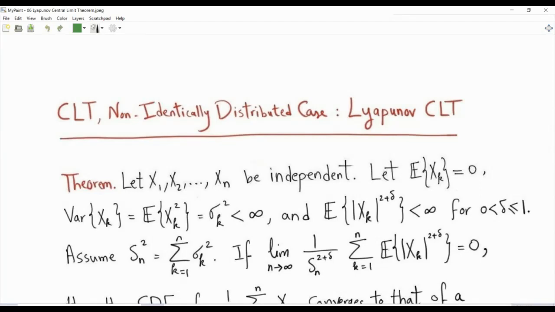Now, let x1, x2 till xn be independent. Without independence, things will be tough. So, independence, they're zero mean, not a biggie. They have a finite variance, but now the variance is sigma k squared. Each guy may have its own variance because they are not necessarily identically distributed. They don't have the same distribution.